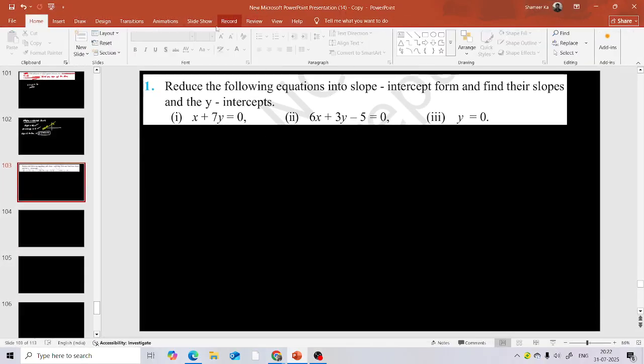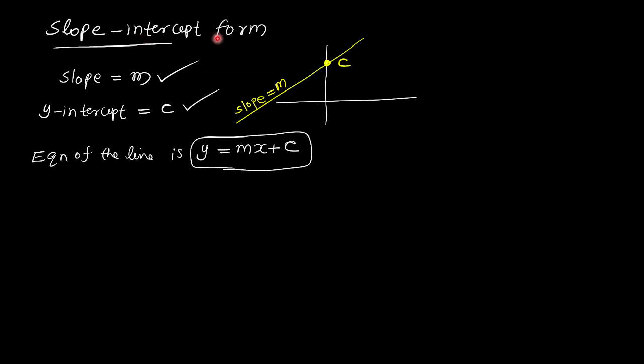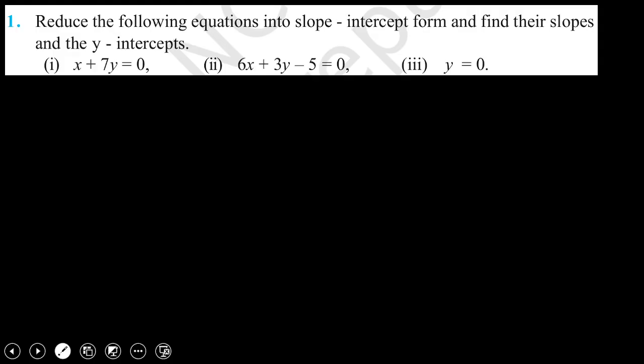Okay, I am discussing the last exercise of this chapter. Reduce the following equation into slope-intercept form. The question will be like that. We studied slope-intercept form. It is y equal to mx plus c. What is the importance? This is the question. Reduce the following equation into slope-intercept form. Hence find slope and y-intercept.